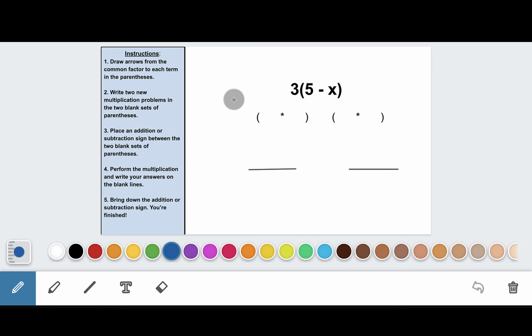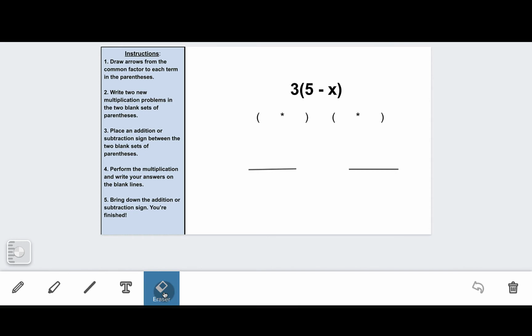Okay, so we are on the Pear Deck. This is what your slides are going to look like. You got your instructions over here on the left, and you got a problem that you need to solve on the right using the distributive property. And you're able to use the pencil, different colors, highlighter, draw lines and text, and erase. The only tools you really need to use for this assignment are the pencil, text, and the eraser.